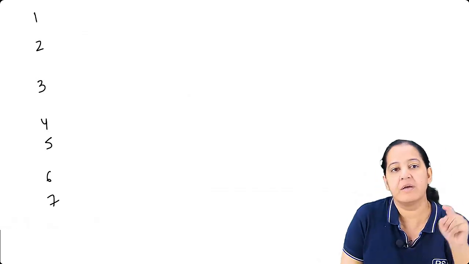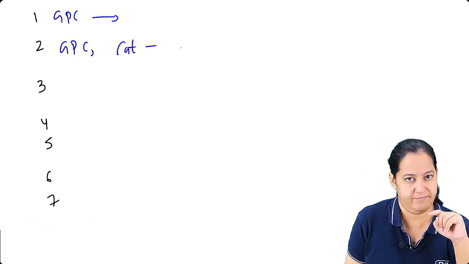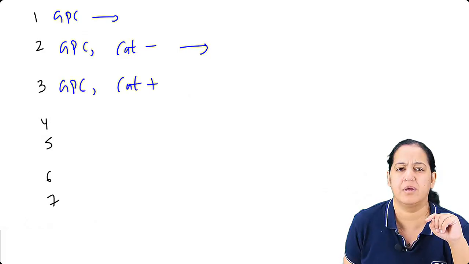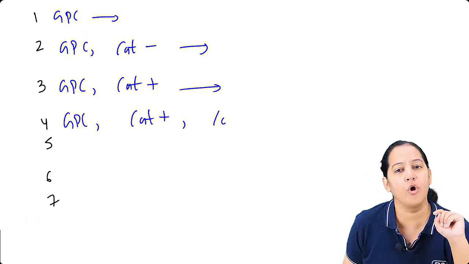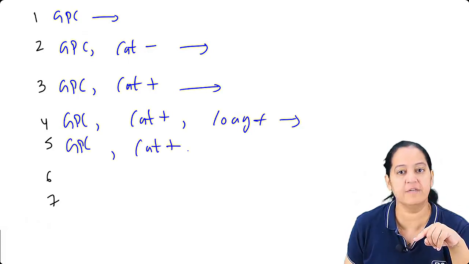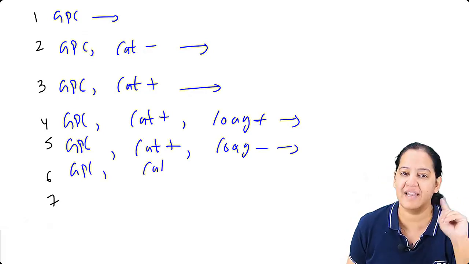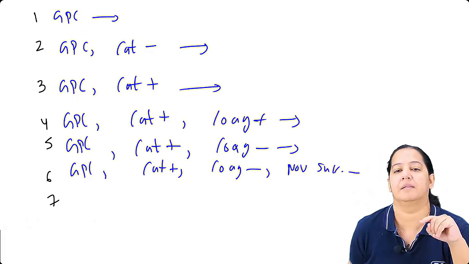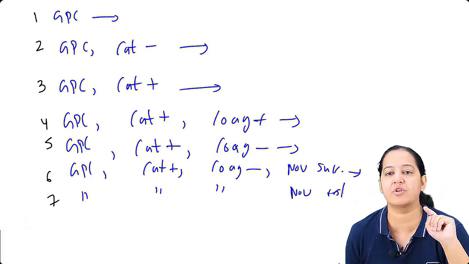My first question: enumerate GPC. Second question: tell me a GPC which is catalase negative. Third question: tell me a GPC which is catalase positive. Fourth: tell me a GPC which is catalase positive and coagulase also positive. Fifth: a GPC which is catalase positive but coagulase negative. Sixth: a GPC which is catalase positive, coagulase negative, but novobiocin susceptible. And last: GPC catalase positive, coagulase negative, novobiocin resistant. So, 7 questions, 7 answers.